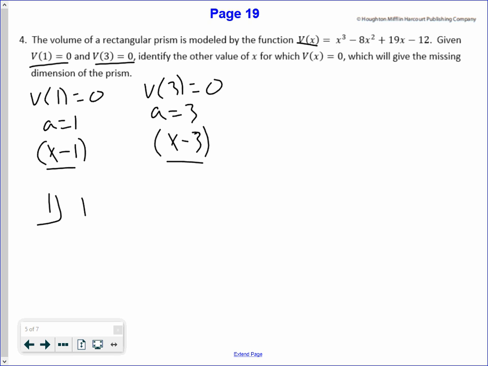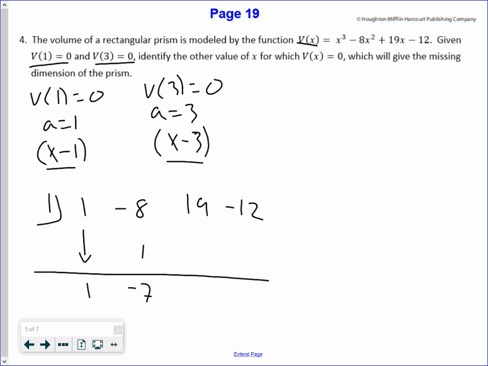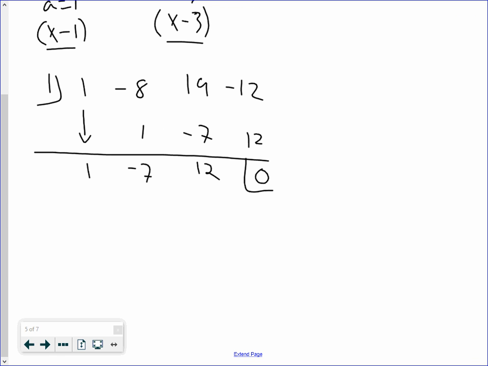List out my coefficients: 1, -8, 19, and -12. I'll drop down the 1. 1 times 1 is 1. -8 plus 1 is -7. I made a mistake. It should be -12, not 12. Sorry about that. 1 times -7 is -7. 19 plus -7 is 12. And 1 times 12 is 12. Add going down, we get a remainder of 0. So I already knew you get a remainder of 0, but what I wanted to know was this right here. This is what I needed to know.